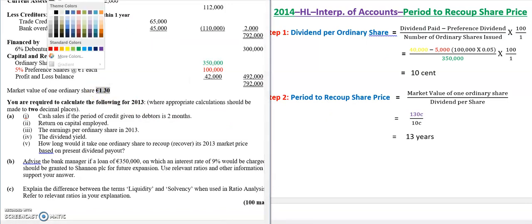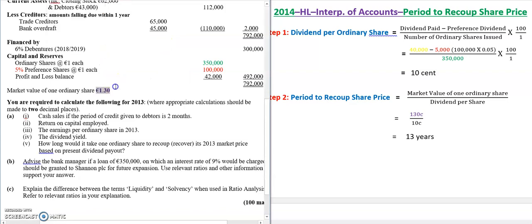Okay, some students are a little confused on that, but 1 euro and 30 cents, sorry, is 130 cent. So 1 euro and 30 cent is actually 130 cent. You can see our dividend per ordinary share was 10 cent, so we have to make sure we put our market value in all in cent as well. So that's where we got the 130 cent from.